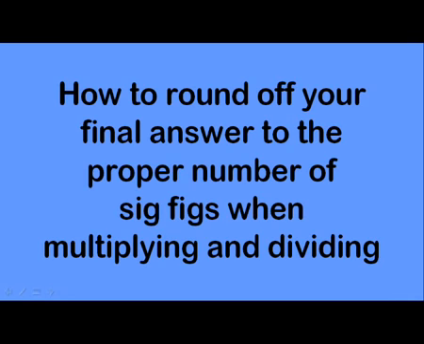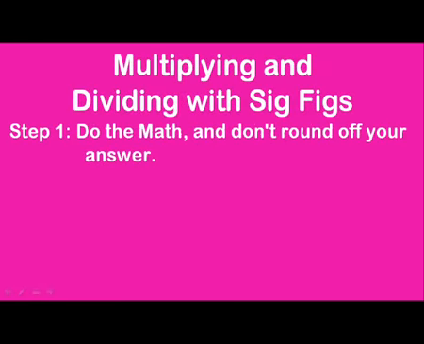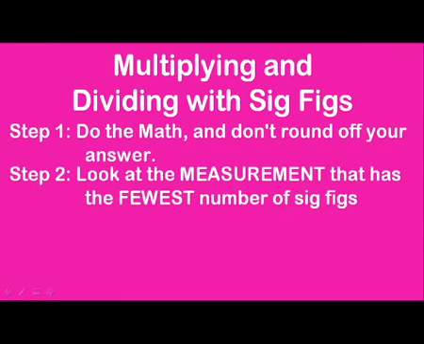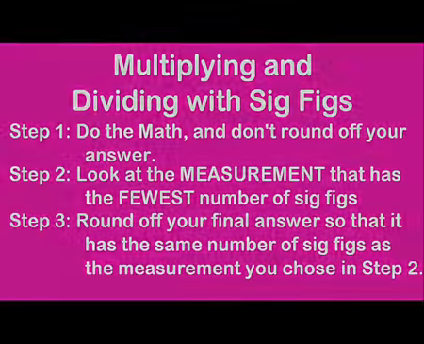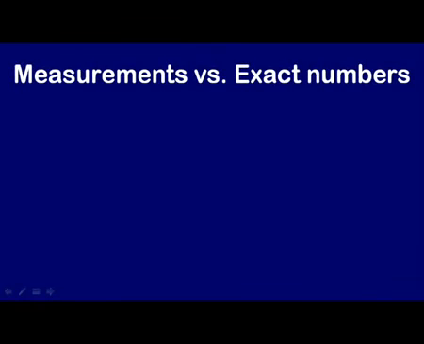Now I'd like to talk about what happens when there are calculations involving multiplying or dividing. If you have measurements and you have to round off your final answer to the proper number of sig figs, it's important to discuss how we do this. Step 1, we do the math. The multiplication or division is done on the calculator, and we don't round off our final answer. Then we look at which measurement has the fewest number of sig figs, and we round off our final answer so that it has the same number of sig figs as the measurement chosen in step 2.